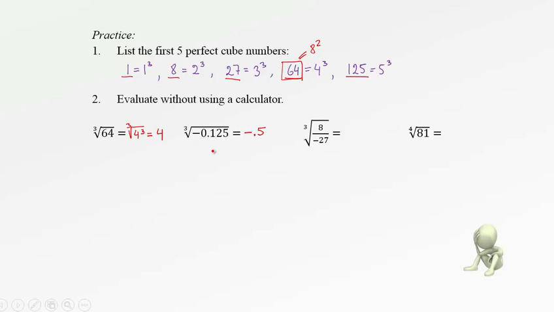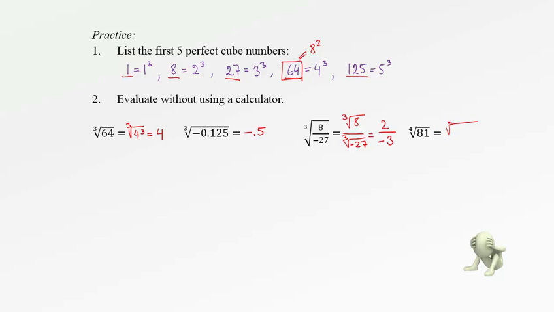Okay, let's look at the next example. This is the cubic root of a quotient. Well, we can split the cubic root of a numerator and denominator. So, we already know what the cubic root of 8 is. 8 is 2 cubed, therefore the cubic root of 8 is just 2. The cubic root of a negative number is negative, so we carry on the negative, and the cubic root of 27 is 3.